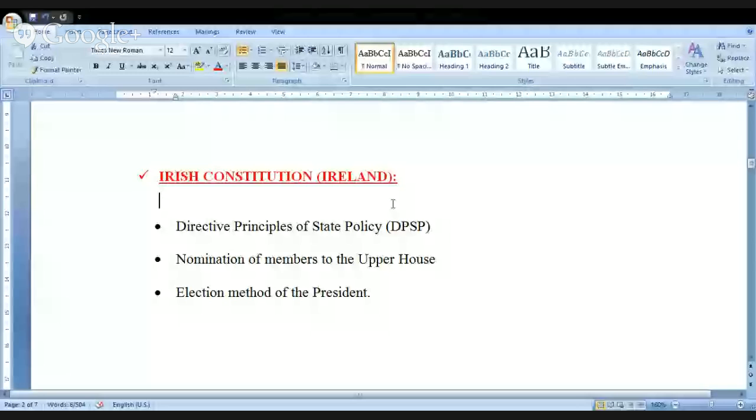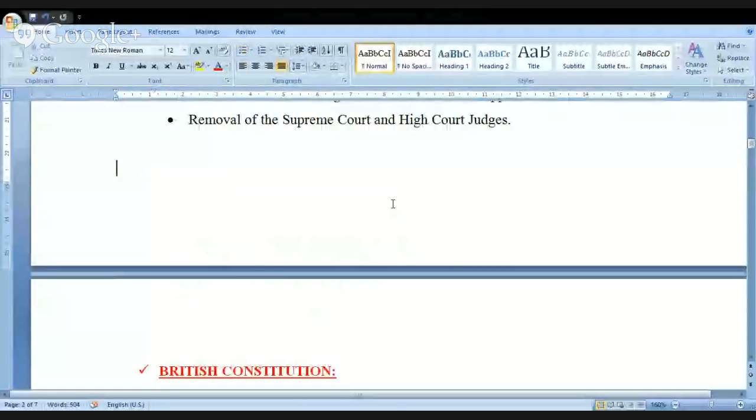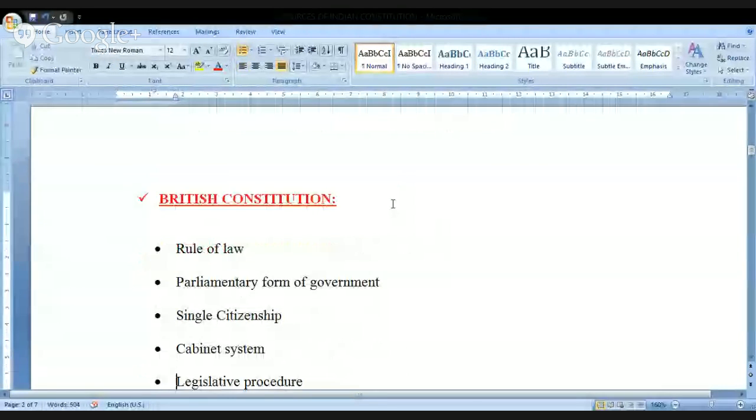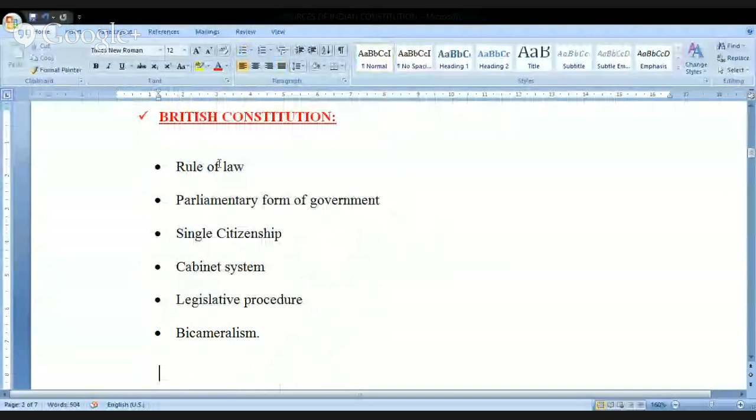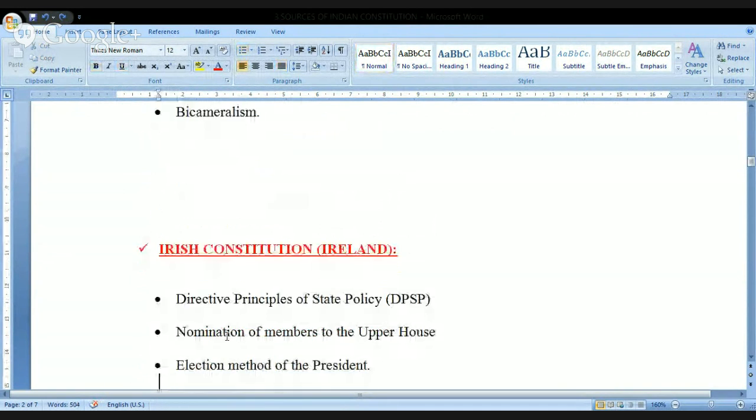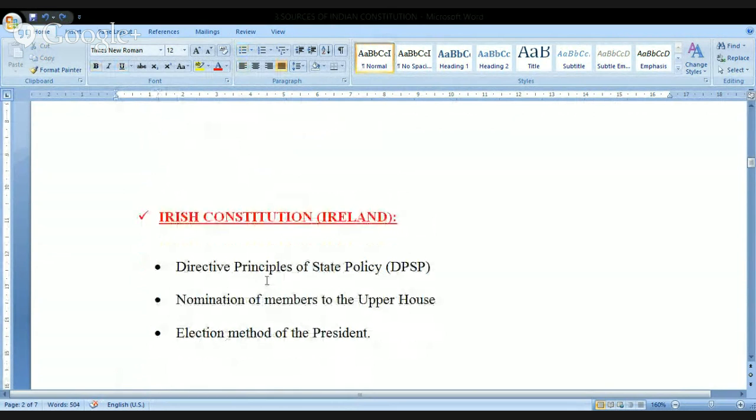So two things we have seen. One is the Irish Constitution. The second one is the British Constitution. From the British we have borrowed the rule of law. Remember, parliamentary form of government, single citizenship, cabinet system, legislative procedure, and bicameralism. And when it comes to the Irish Constitution, we have borrowed the directive principles of state policy.